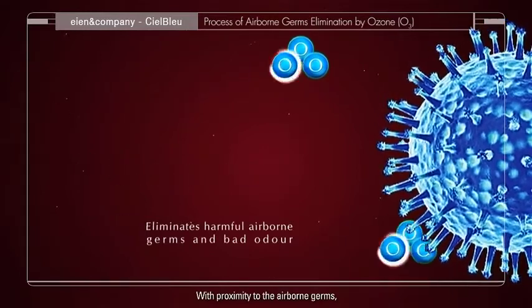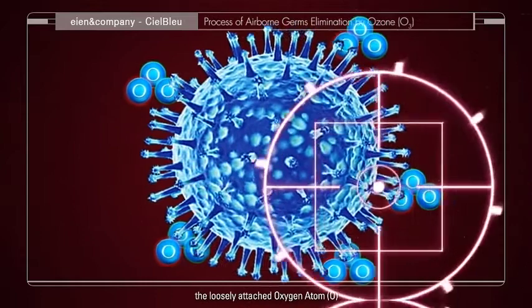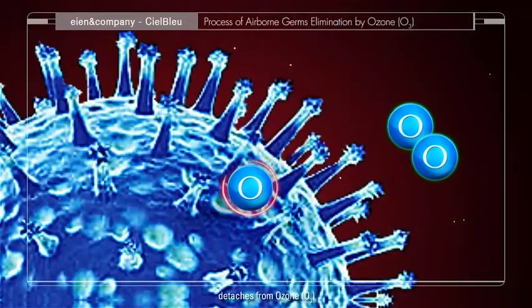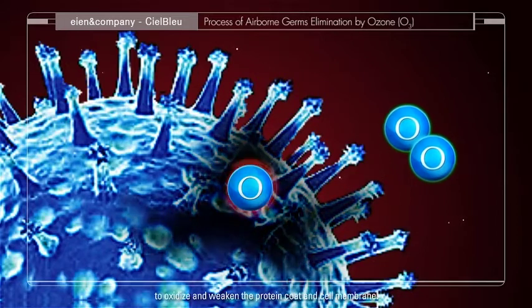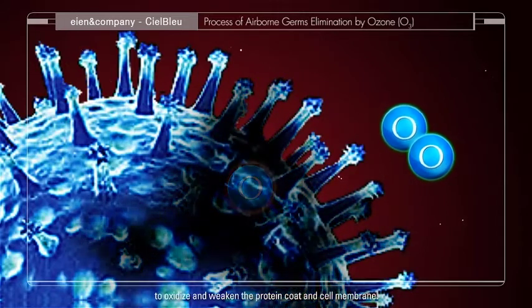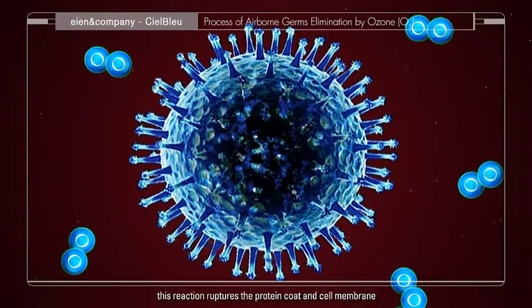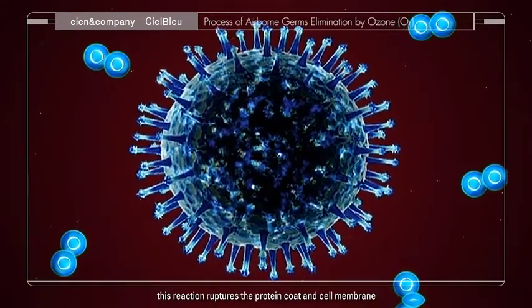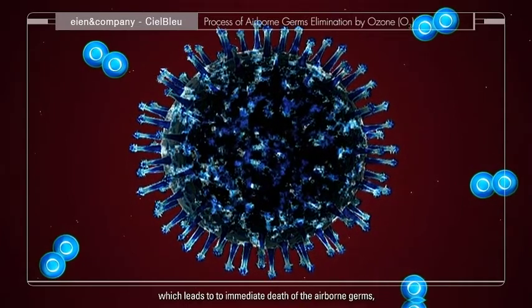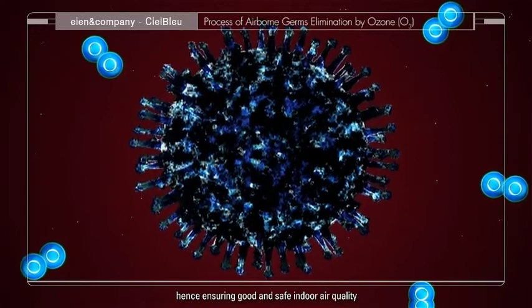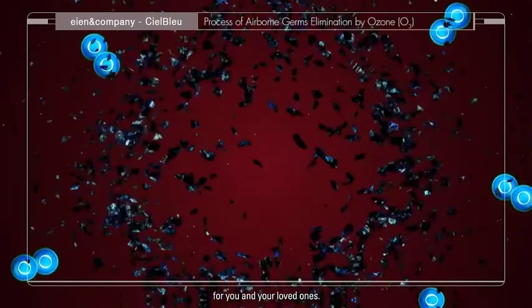With proximity to the airborne germs, the loosely attached oxygen atom, O, detaches from ozone, O3, to oxidize and weaken the protein coat and cell membrane. Eventually, this reaction ruptures the protein coat and cell membrane, which leads to immediate death of the airborne germs, hence ensuring good and safe indoor air quality for you and your loved ones.